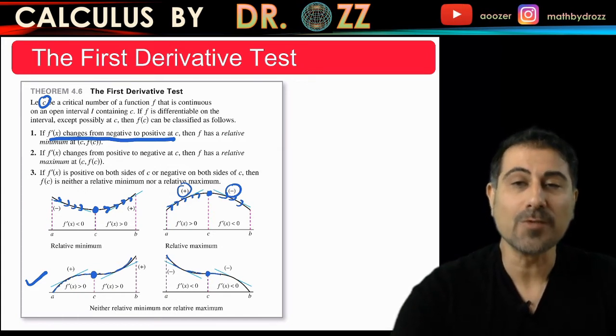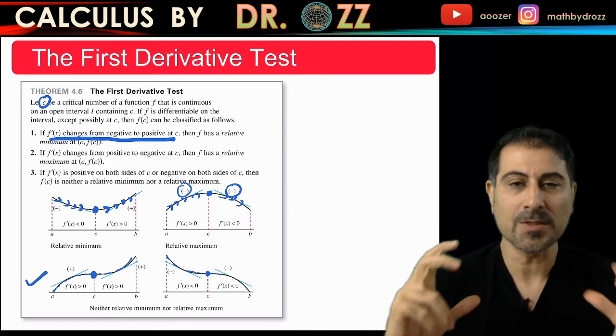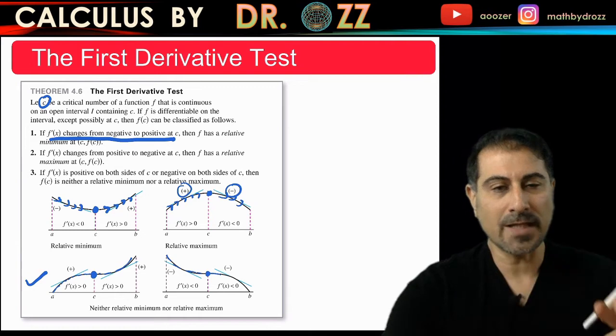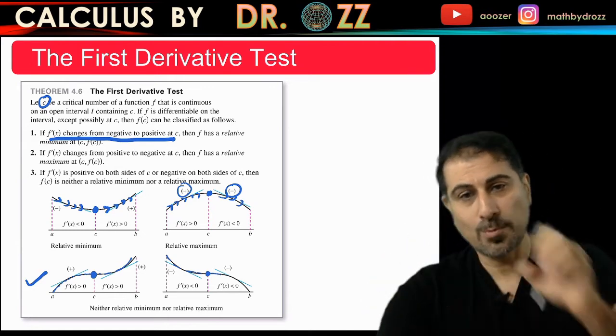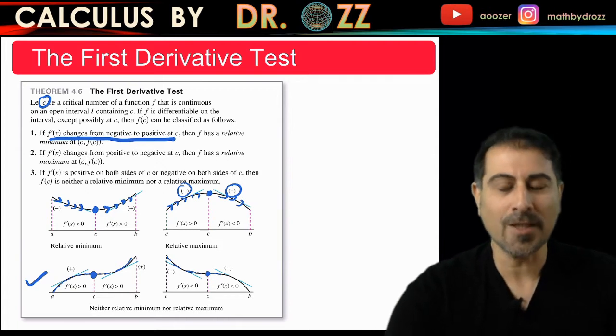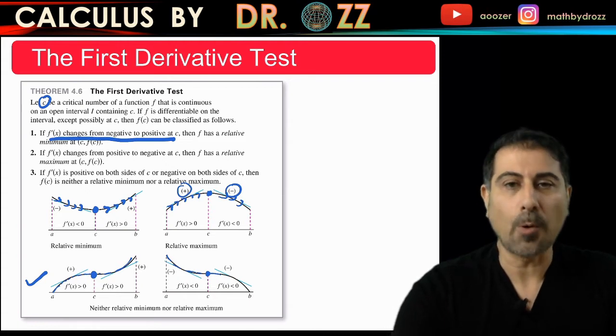So the first derivative test says that once you look at your sign chart, if f prime changes its sign from positive to negative or from negative to positive, that means you're talking about a potential relative extremum value at the critical point.